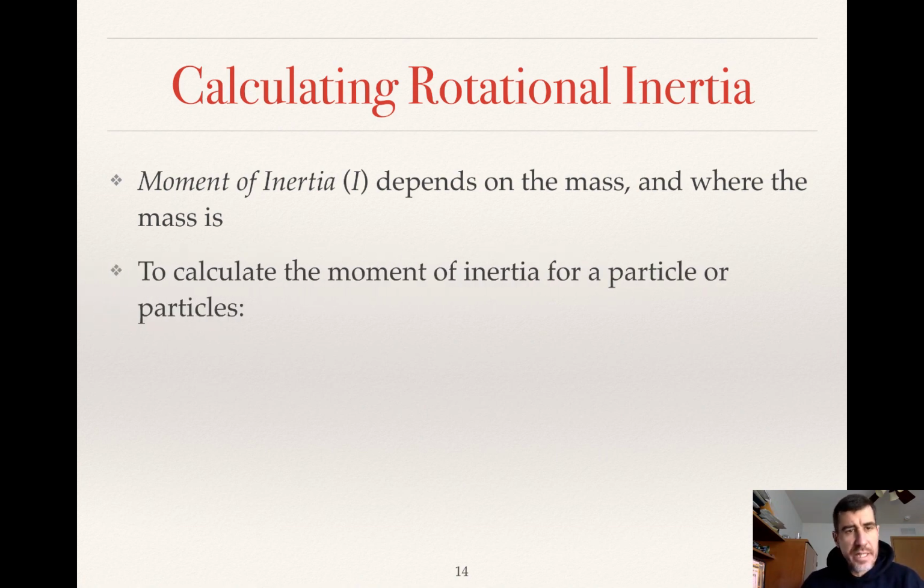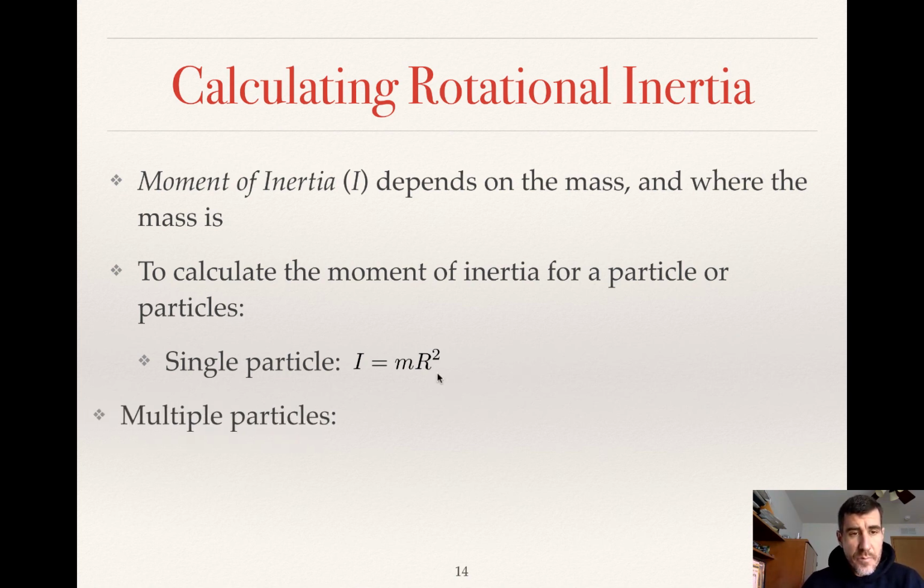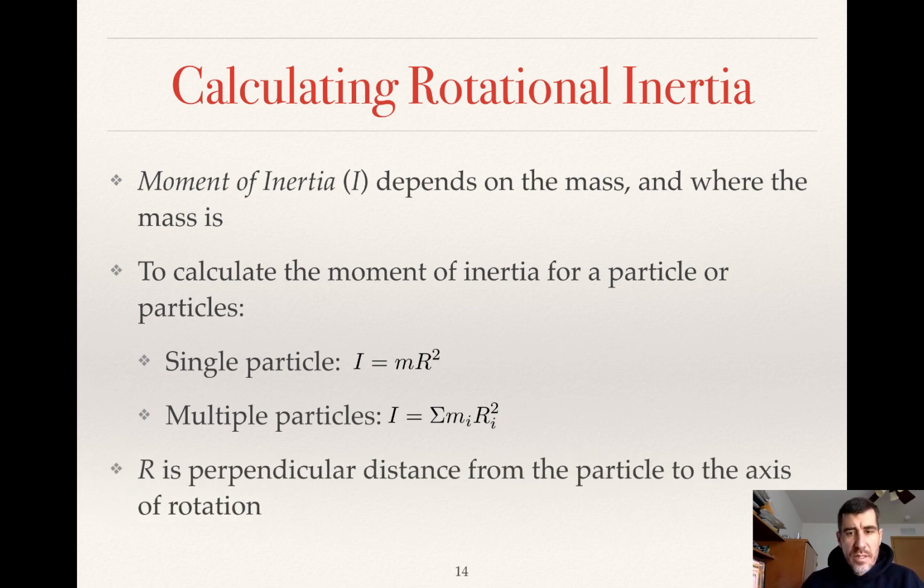However, we didn't really calculate it for anything. To calculate it for a single particle, the moment of inertia is defined as the mass of the particle times r squared, where r is the distance from the particle to the axis of rotation. If you have multiple particles, you just add up all the moments of inertia for the individual particles. So you take the sum of the individual masses times the distance of each mass to the axis of rotation. R here is the perpendicular distance from the particle to the axis of rotation.